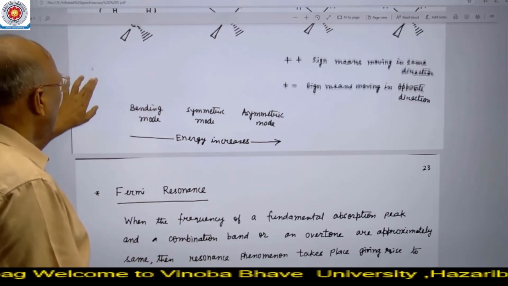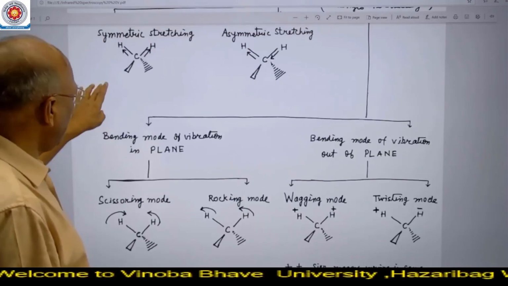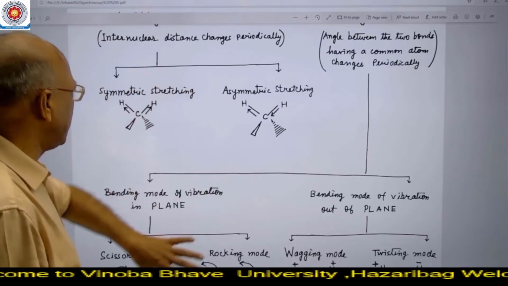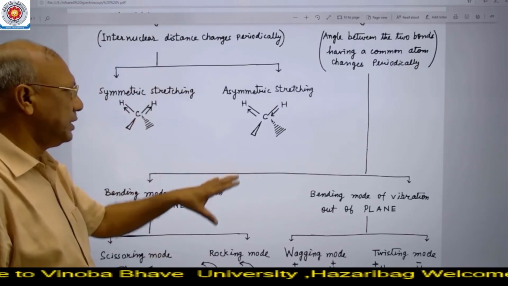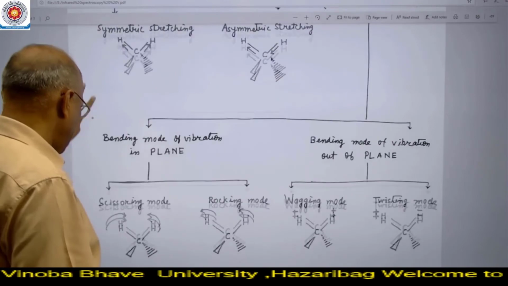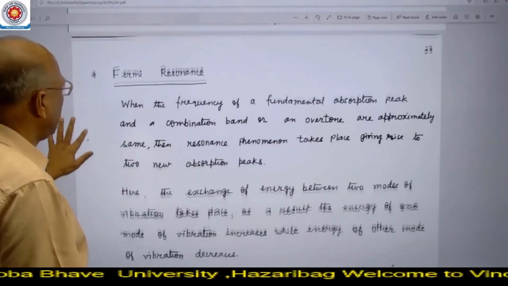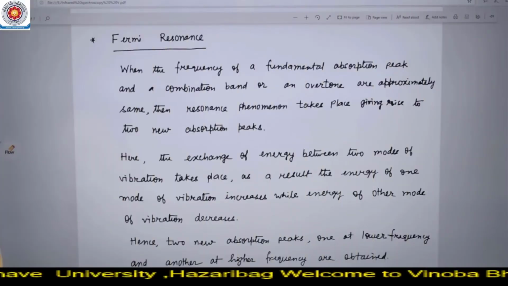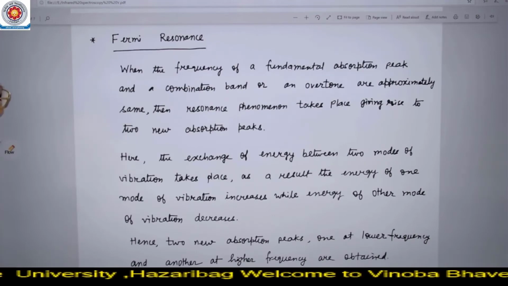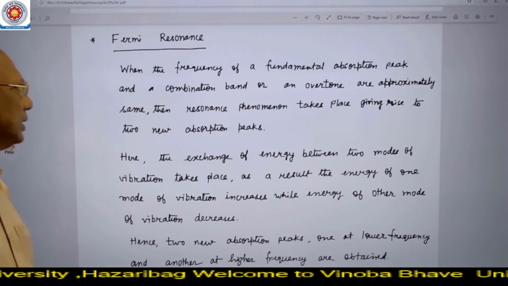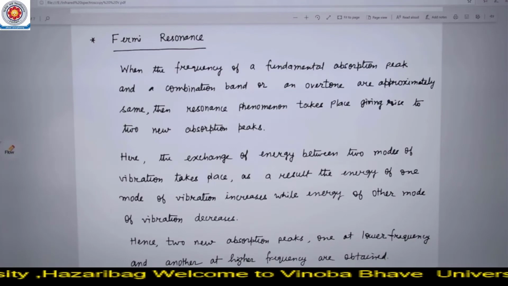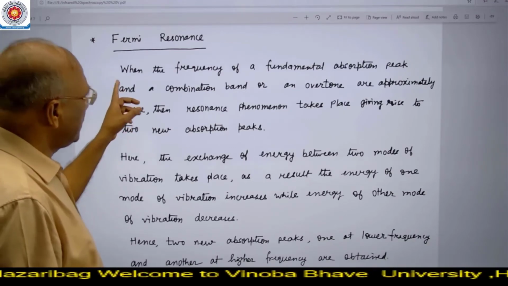Now, on the basis of the knowledge of these types of vibrations, that is symmetric vibration, asymmetric vibration and bending vibration, we can discuss the term Fermi resonance. Fermi is the name of the scientist who primarily observed this type of phenomenon, and it is named after him as Fermi resonance. What is Fermi resonance?